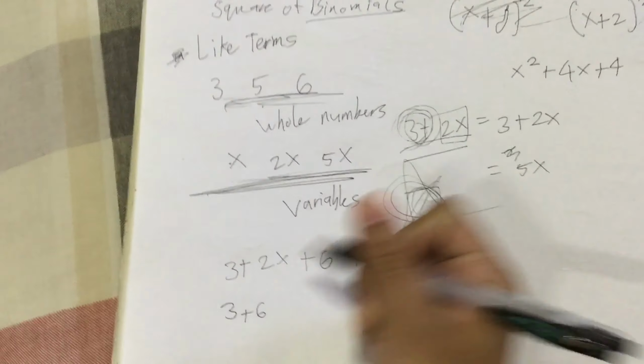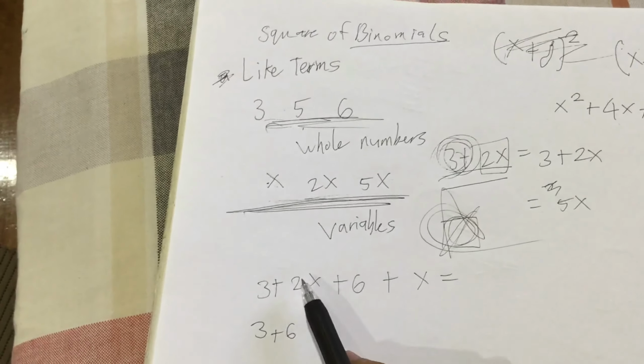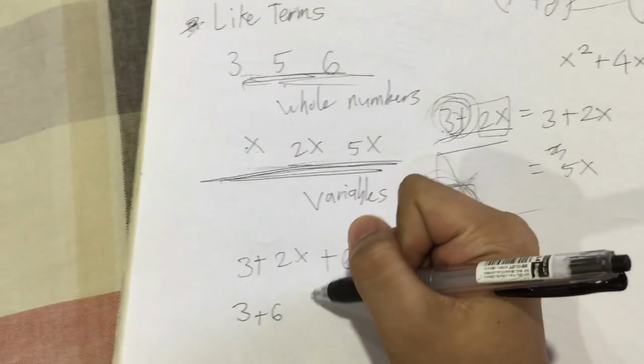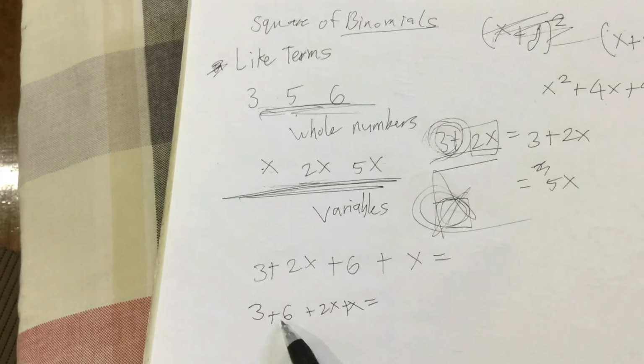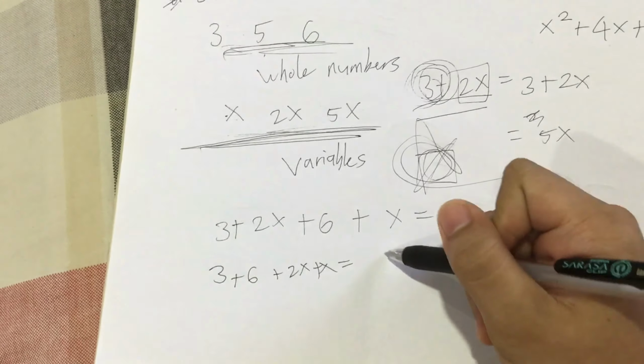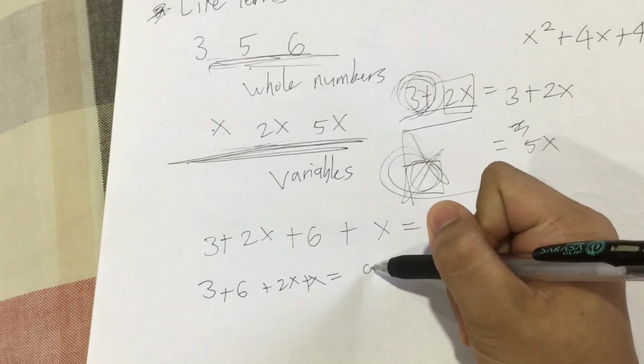3 plus 6. And what about the variables? 2x and x. So you write that down. 2x plus x. There you go. So, can you add these two together? Yes, you can. So you write, what's 3 plus 6? 9. So you write 9.